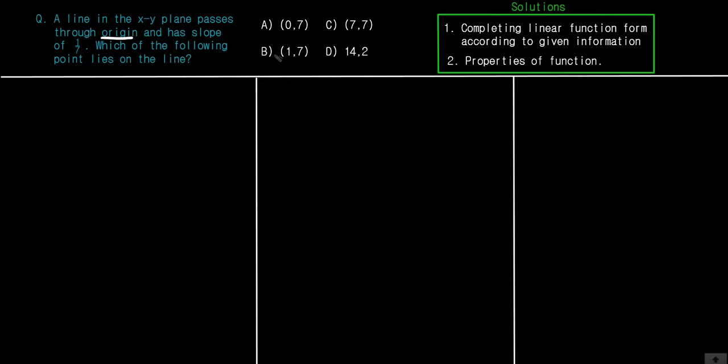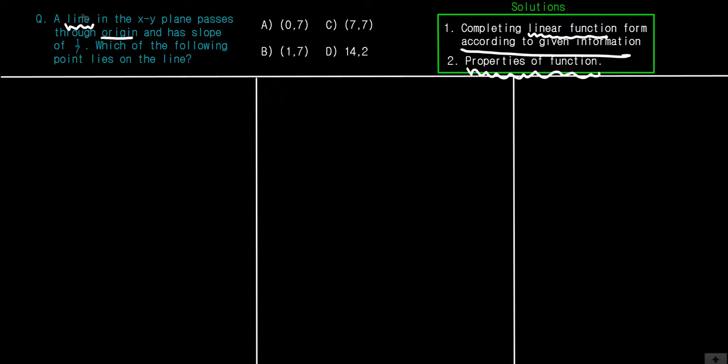At first, we need to think about it in terms of a linear function. It is because we know that it is a line on the coordinate plane. Only the line should be in a linear function form. So we need to complete the linear function form according to the given information. Also, we need to think about the properties of functions, how the function works. So let's think about some given information.